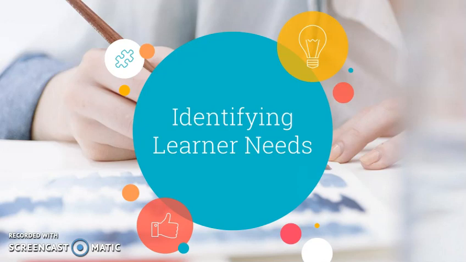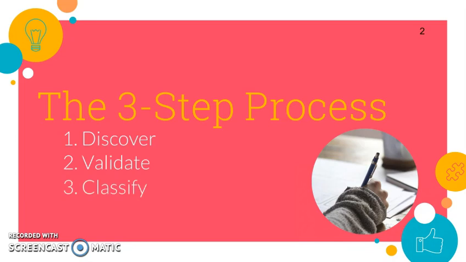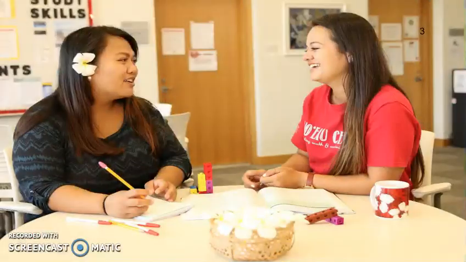Now that you've been introduced to the three domains of learning and have a little bit of a better idea of why it's important to identify learners' needs, let's look at the process for doing so. In today's unit, we're going to look at the three-step process for identifying learner needs. The first step is the discover step, the second is the validate, and the third step is the classify. Let's learn a little bit more about these three steps.